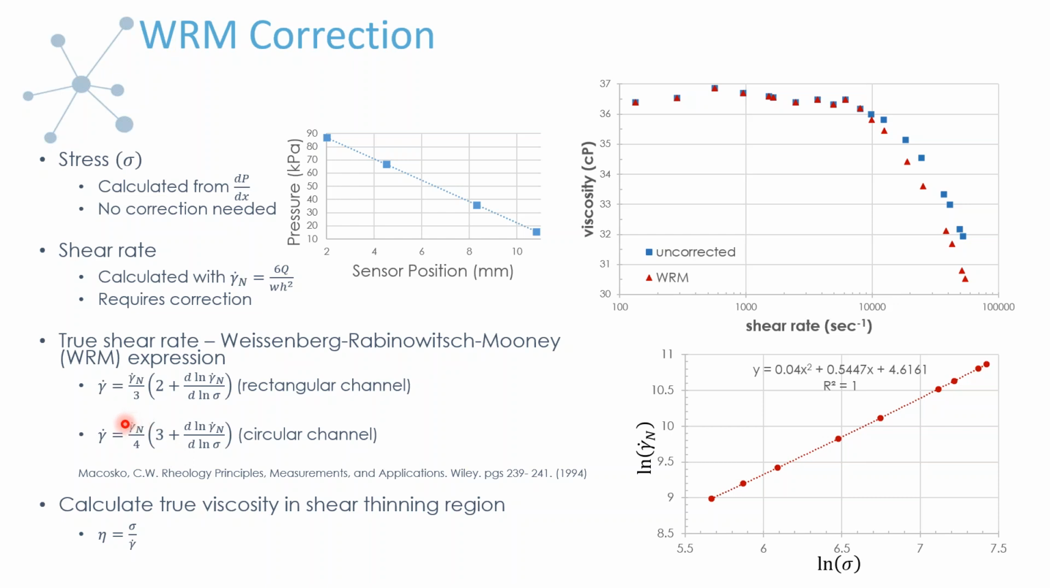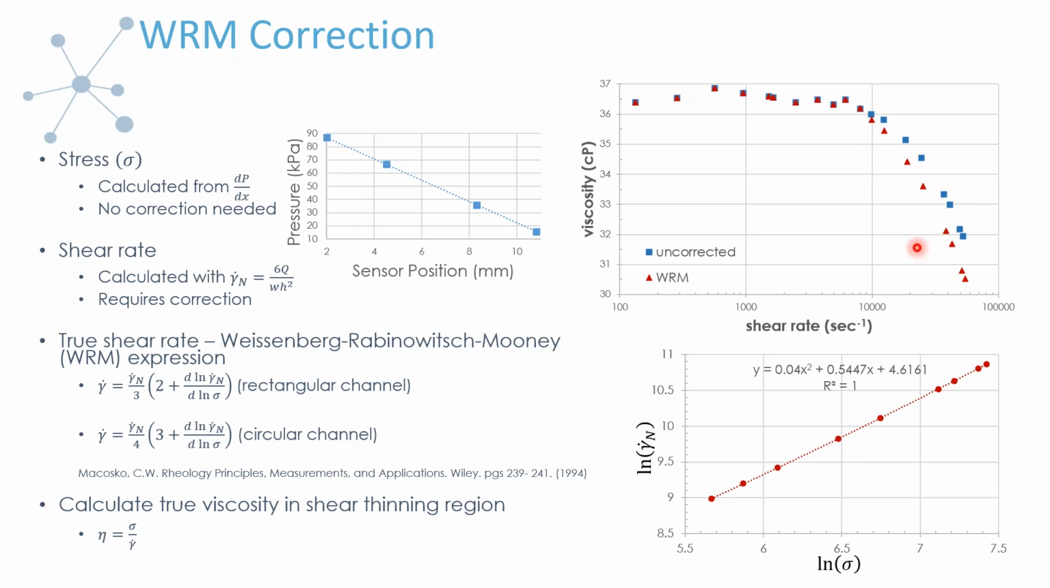And so once we correct the shear rate, we can then calculate the true viscosity in the shear thinning region of the graph here. And I do want to make that distinction. You don't need to do the WRM correction here on the Newtonian plateau. You only need to do the WRM correction on the shear thinning region here. And I have an Excel sheet prepped and ready for you guys, and I'll show you how to perform the WRM correction quickly using Excel.